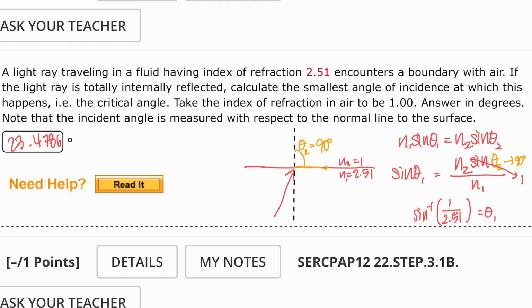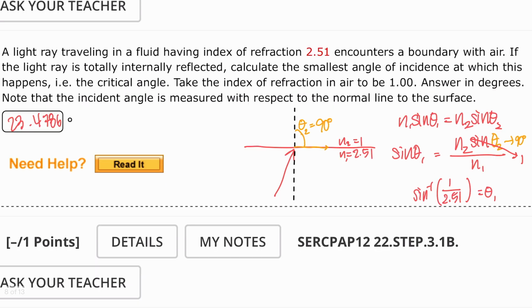And here we see that sine of theta 2, sine of 90 degrees, is just going to be equal to 1. So it really simplifies the process. Here I just plugged in n2 equals 1. Since n2 is equal to 1 and sine theta 2 is also equal to 1, this whole top value just becomes 1.